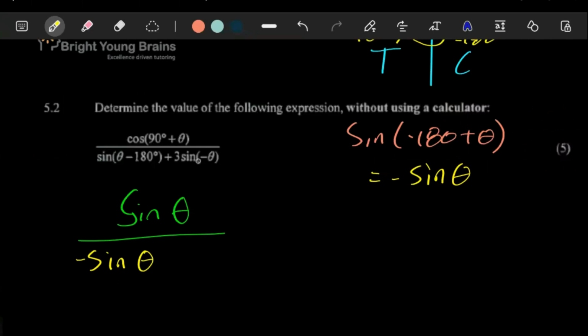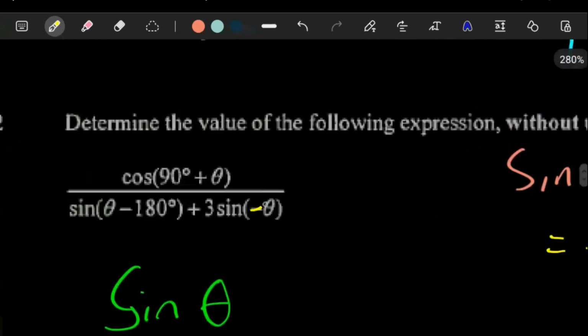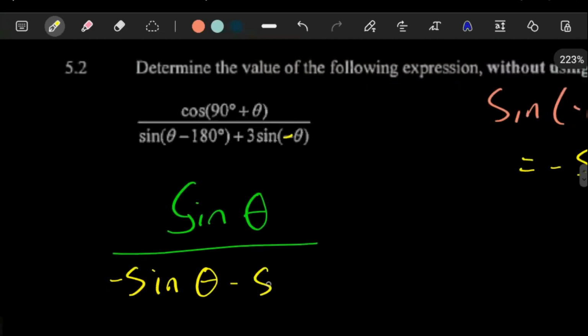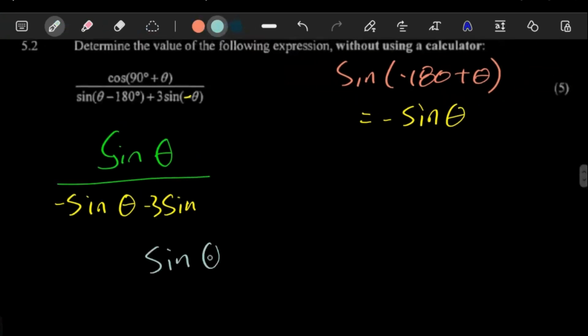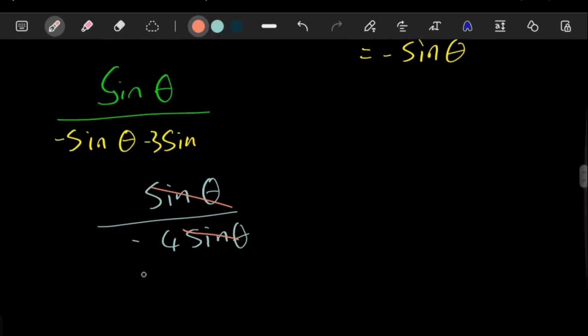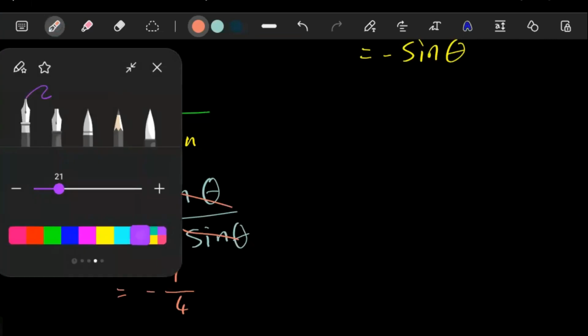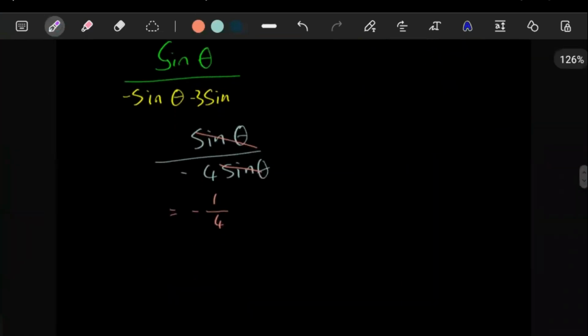This here, anything with a negative in here, as long as it's not cos, the negative has to go there. There you go. So from here, don't make the mistake of canceling or anything. These are like terms at the bottom. So you can actually end up with negative 4 sine theta. And then the sines cancel out. You have a quarter over there. And that is going to be your final answer. It's going to be a quarter. But it doesn't matter. Let's move on.